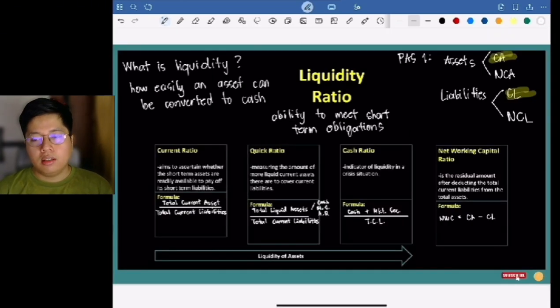Keep in mind that if we are coming from the current ratio going to the cash ratio, you are using the more liquid assets. But the level of the current liabilities will stay the same.